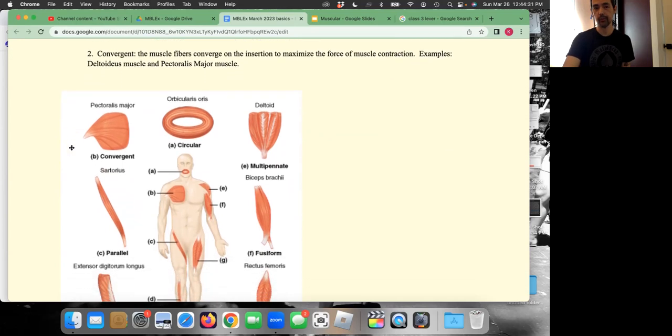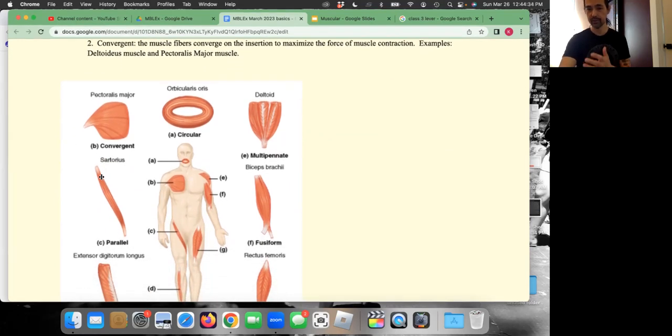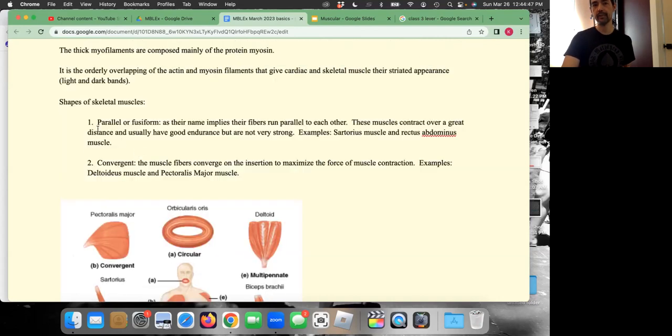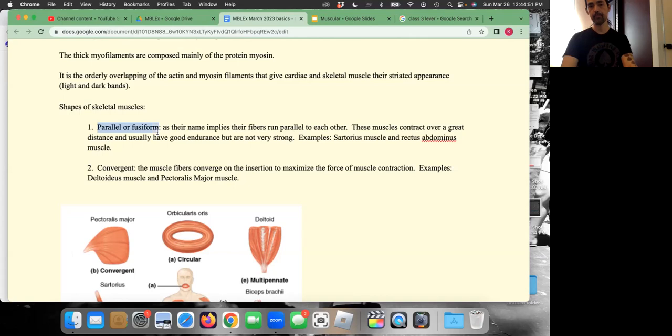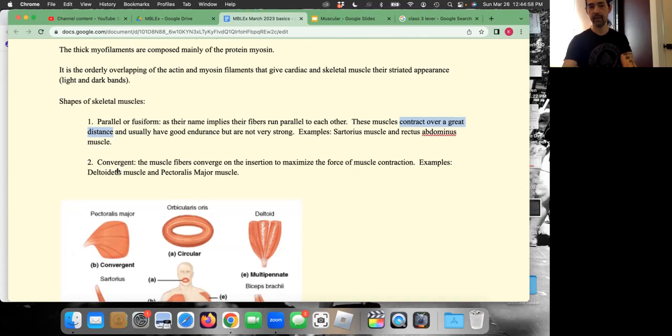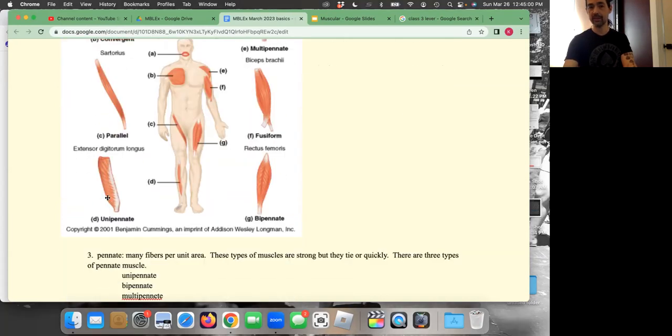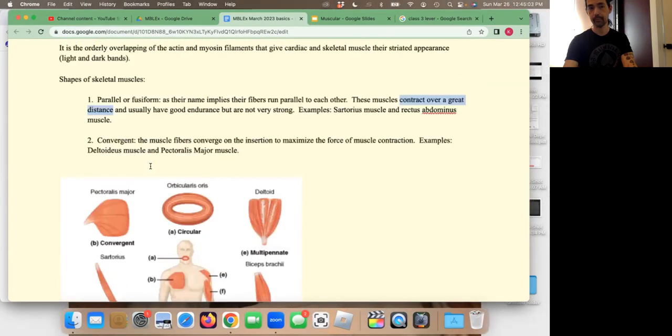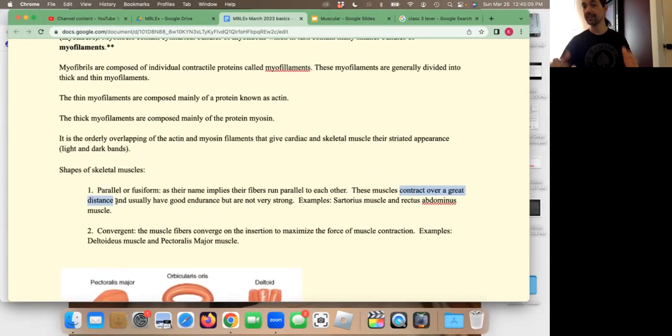Parallel fibers or fusiform fibers. They travel in straight lines. An example is the sartorius muscle, the rectus abdominis muscle, biceps brachii muscle, hamstrings. And the advantage of parallel or fusiform fibers is that they contract over a great distance. So the whole length contracts compared to a pennate, which has sections that contract.